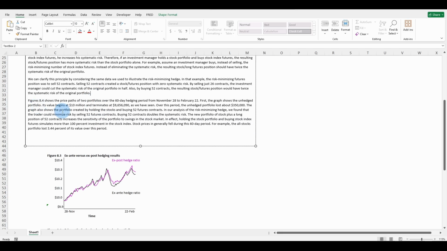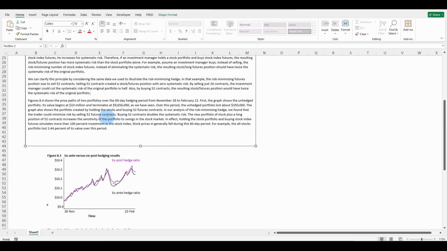Figure 8.4 shows the price path of the two portfolios over the 60-day hedging period from November 28th to February 22nd. First, the graph shows the unhedged portfolio. Its value begins at 10 million and terminates at 9.6 million with change. Over this period, the unhedged portfolio lost about 350,000. The graph also shows the portfolio created by holding the stocks and buying 52 stock contracts.